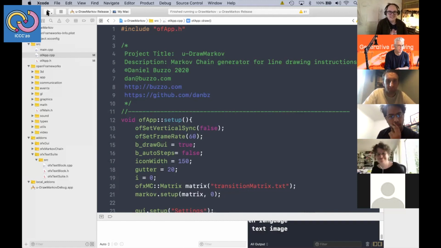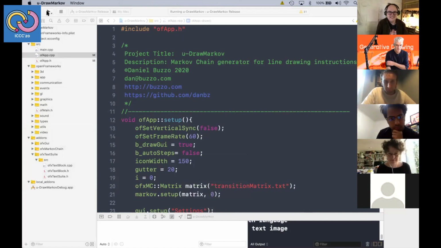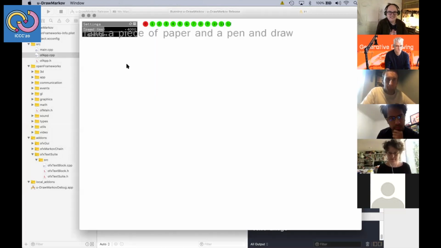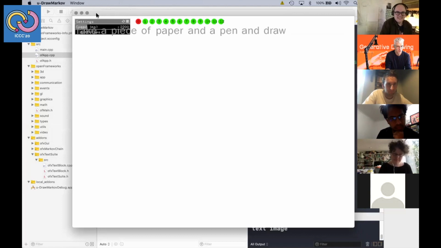Right, I'm going to compile this now. If you can still see the screen, this should compile. Take a piece of paper and a pen and draw. Okay, so I put a simple GUI in here so I can speed up the commands, and it will just tell us what to do. Take a piece of paper and a pen and draw.